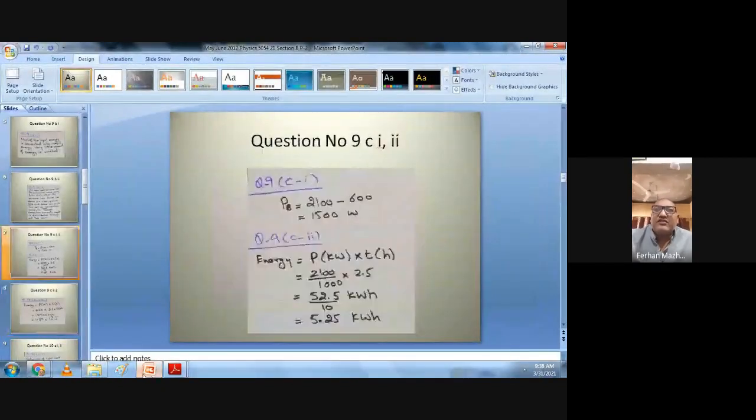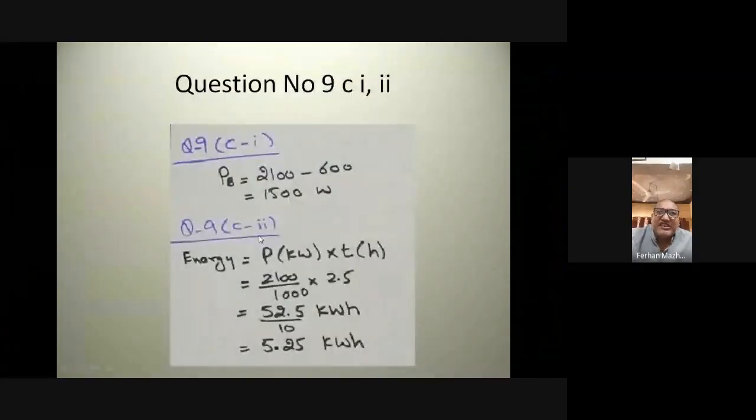Oops, it was done on the previous one. Yeah. So you can see 9C second part. Energy is equal to power in kilowatts multiplied by time in hours. The power is 2100 watts, so I will divide it by 1000 to convert it into kilowatts, multiply by 2.5, and the final answer will be 5.25 kilowatt hour.